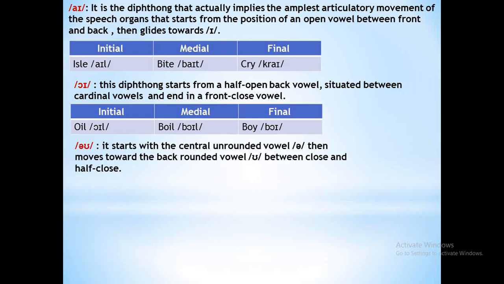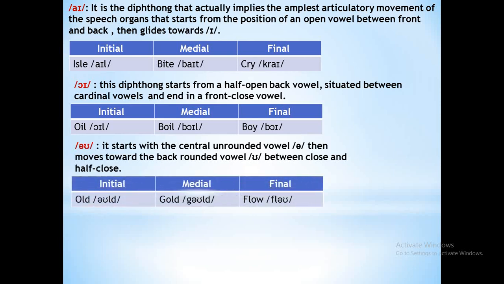Now we have O. It starts with the central and rounded vowel schwa, then moves toward the back rounded vowel between close and half close, like old in initial, gold in middle, and flow in final.